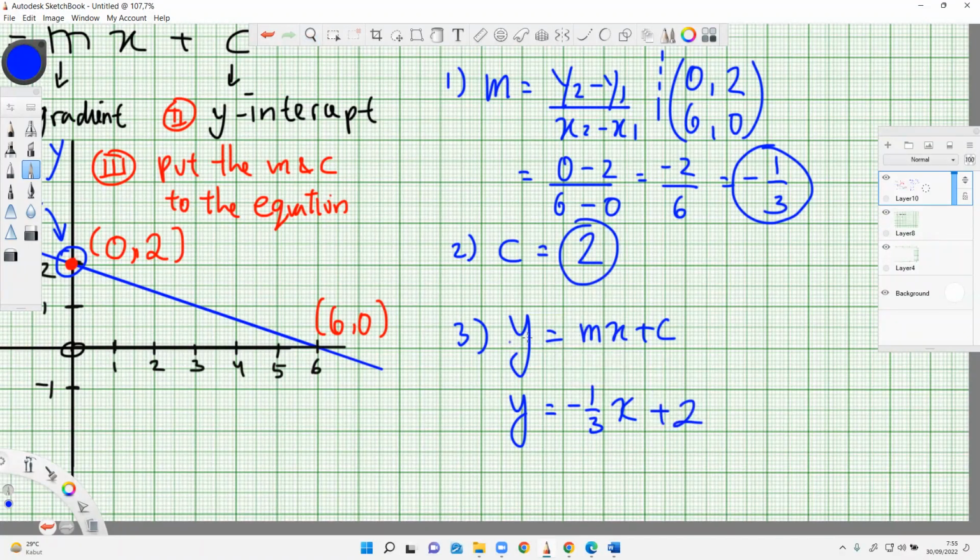Why don't I put the value of y and x? Because the values of y and x can be very many if you put, which one would you put? (0, 2) or (6, 0)? Or (3, 1)? Don't know, right? Just let it be. So you let the y and x be variables. Any questions so far?